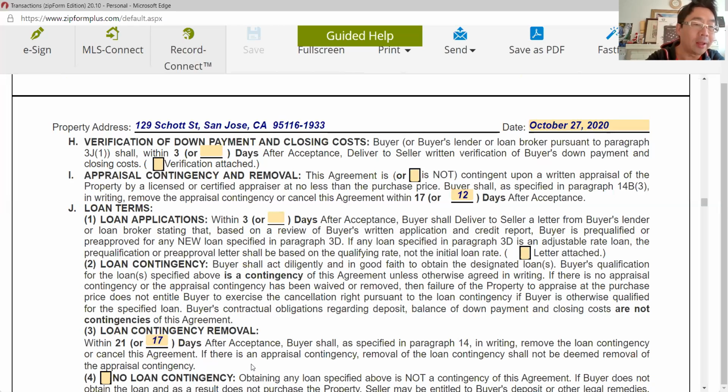There are four things, right? First thing is appraisal. Second thing is loan. Third thing is disclosure, which we're going to go through later. And the fourth thing is the inspection report. All these four things need to be agreed by you and by the seller, both. And usually it's by you. You agree to everything and you approve everything.